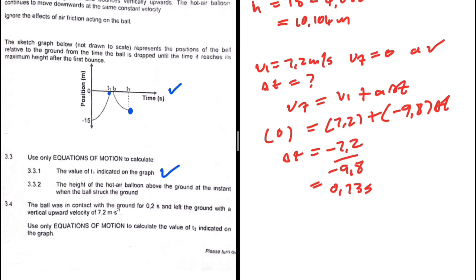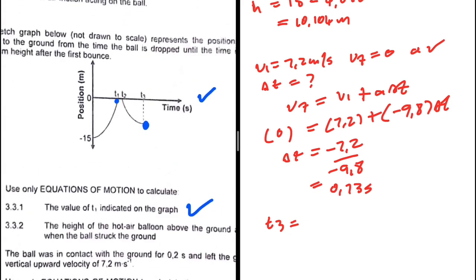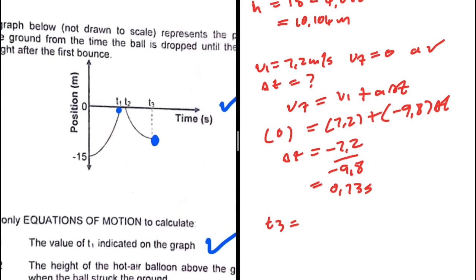0.73 seconds. Right. But that is not the answer, right? We are looking for T3. So T3 is equal to T1 plus the time between T1 and T2, and then this 0.73.